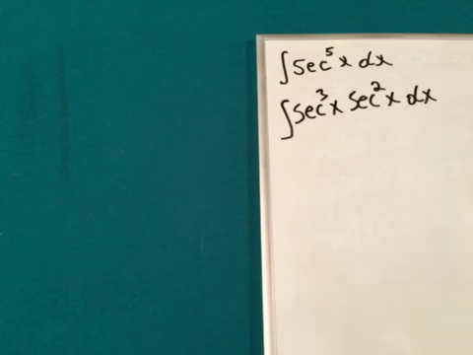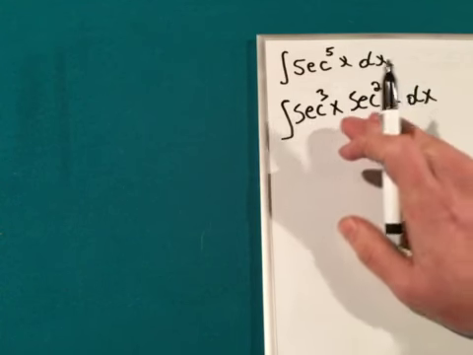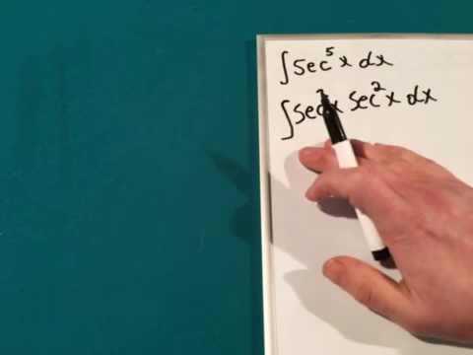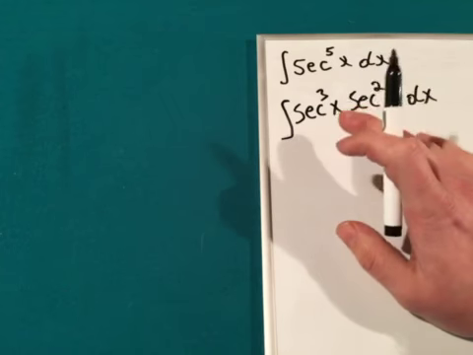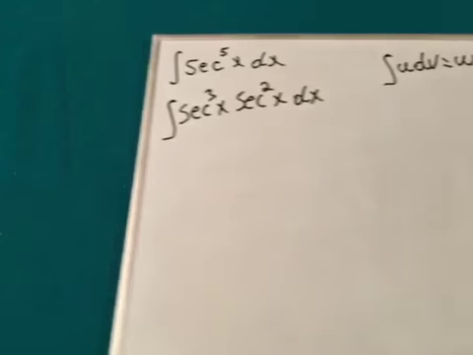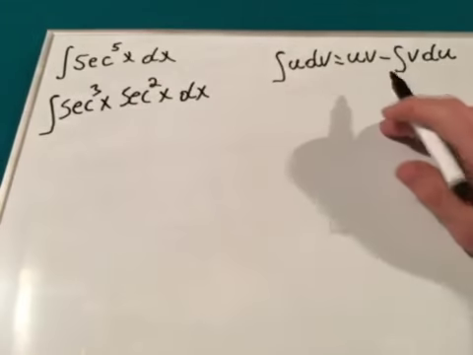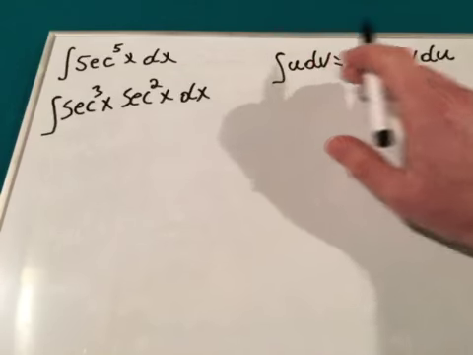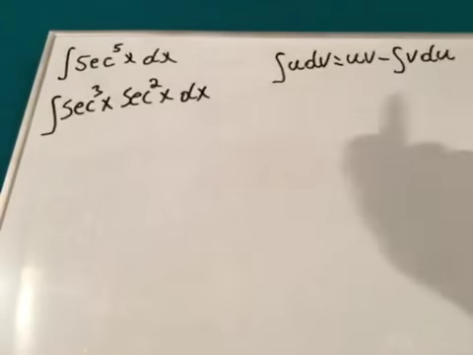I really didn't do anything there, I just split it up. But then I create that product, so I have the product of two things that I'm integrating. Whenever you have that, a great technique to look at is integration by parts. The integration by parts formula, let me remind you, is the integral of u dv equals u times v minus the integral of v du.